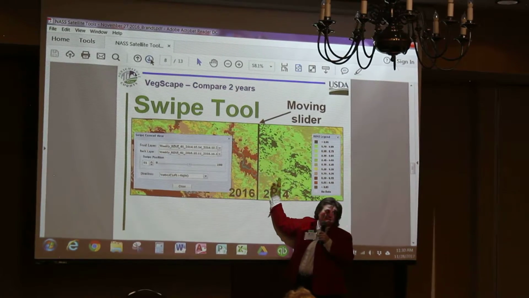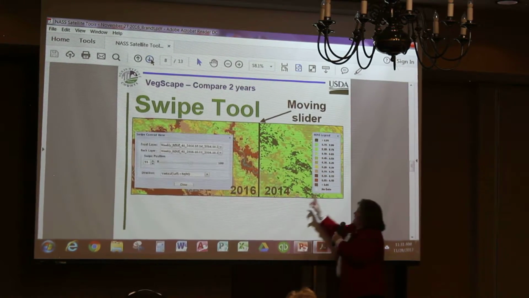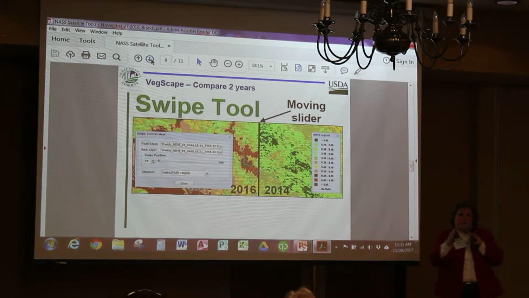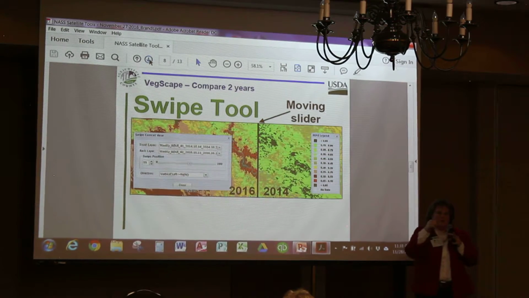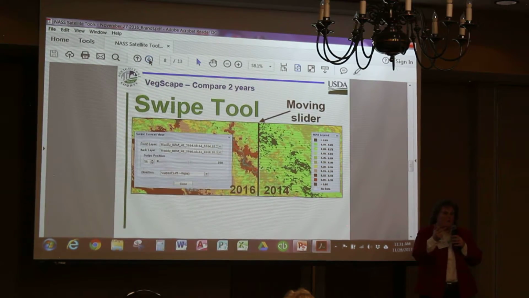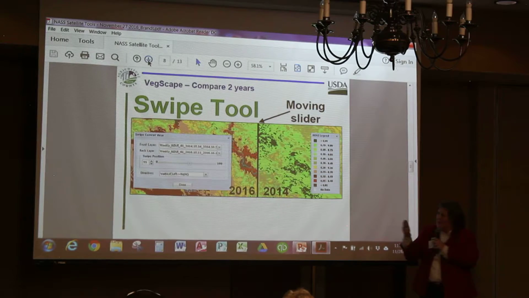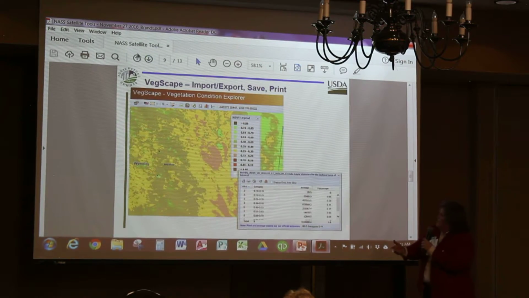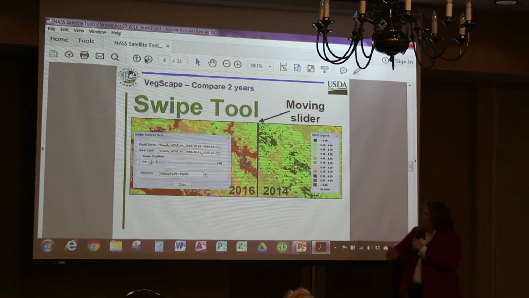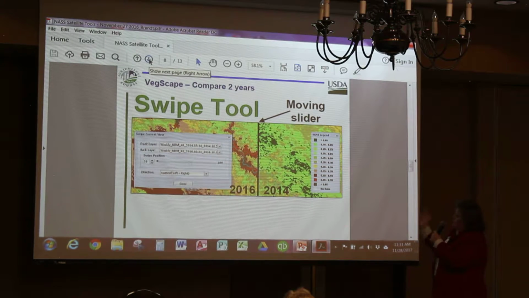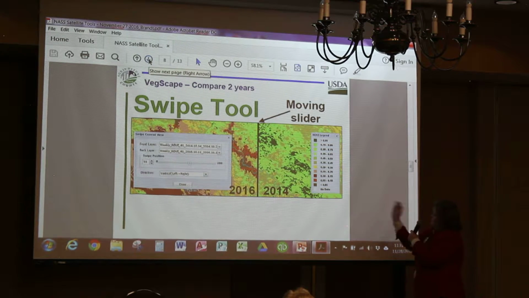Look how wet it is. Okay? And so you can compare any location. You can pick a state, a county, or draw your own polygon. Okay? And what we did is we imported a boundary file of the national grassland. But you can easily move that slider back and forth.